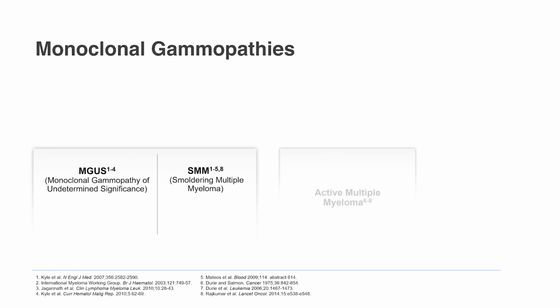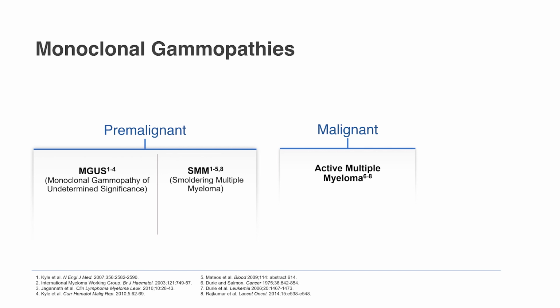Multiple myeloma is a malignancy of the plasma cells and is really part of a family, a spectrum of disorders that we often call monoclonal gammopathies. The most common of these would be monoclonal gammopathy of undetermined significance, smoldering multiple myeloma, and multiple myeloma itself, or sometimes called active multiple myeloma.